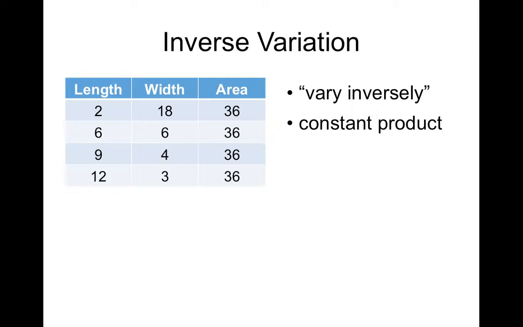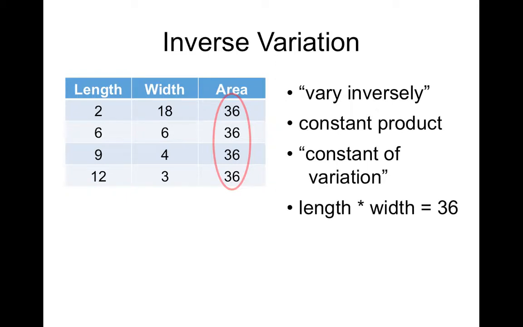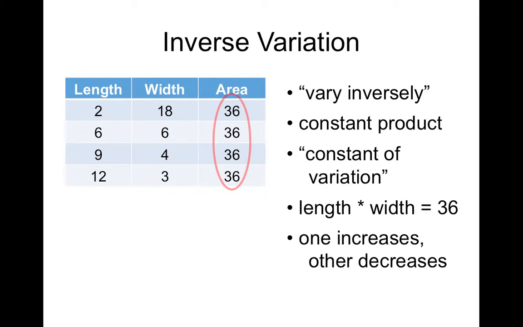Remember, a product is what you get when you multiply things. In this case, when you multiply the length and width, you get a constant value of 36. 36 in this instance is called the constant of variation. Length times width is always 36. One more thing to notice about quantities that vary inversely is that as one increases, the other one decreases. For rectangles with the same area, if the length is longer, the width has to be shorter.